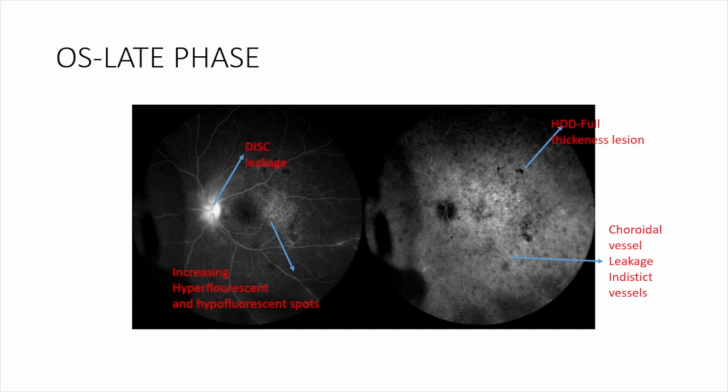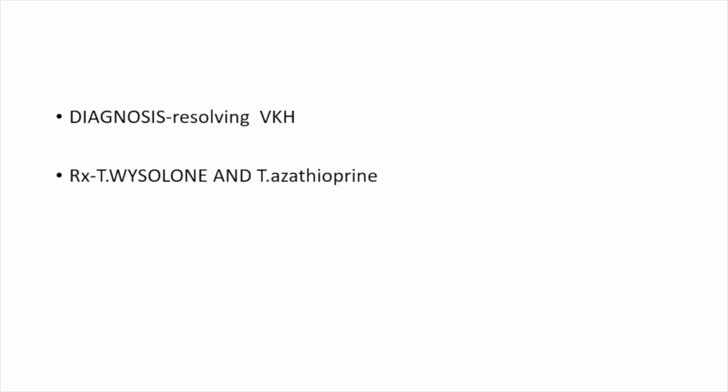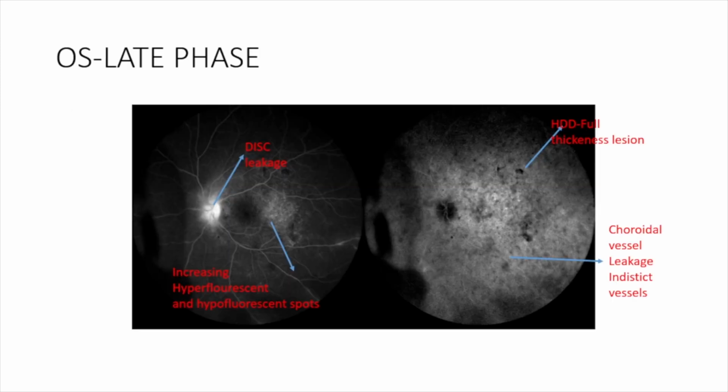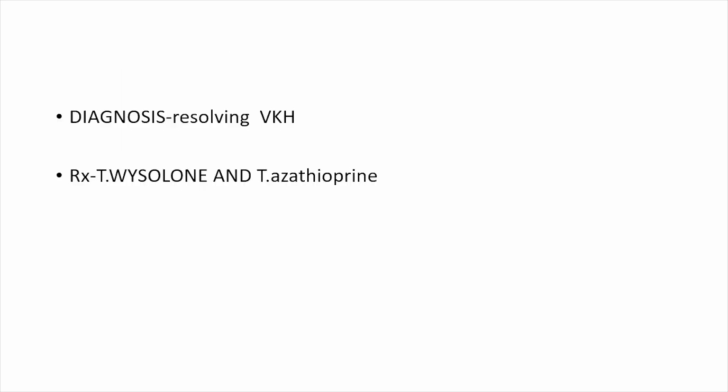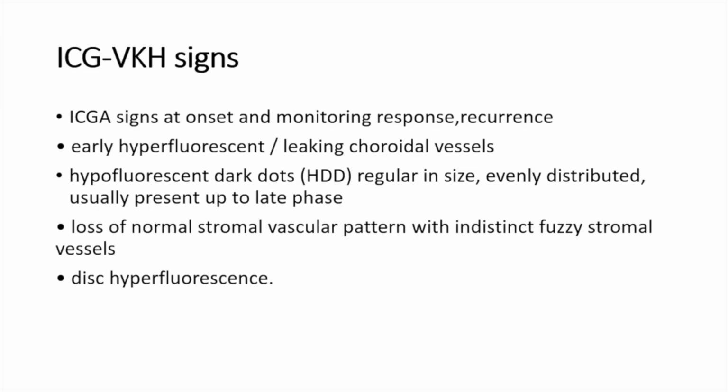In the late phase of the left eye, we can see disc leak and increasing hyperfluorescent spots, which is indicative of RPE atrophy changes. And then in ICG, we can see HDD spots. This is also persisting till the late phase. This is a full thickness lesion. Then you have choroidal hyperfluorescence indicating leakage. So the diagnosis is resolving VKH. He was treated with immunosuppression.